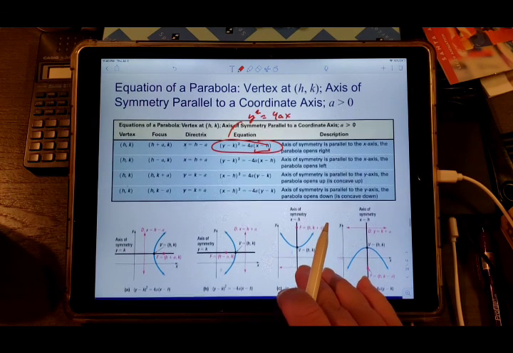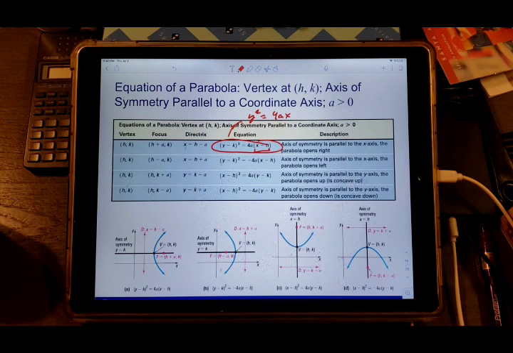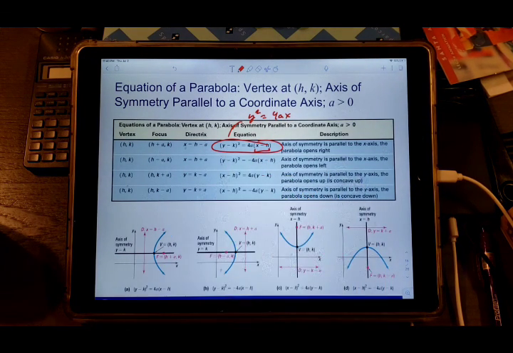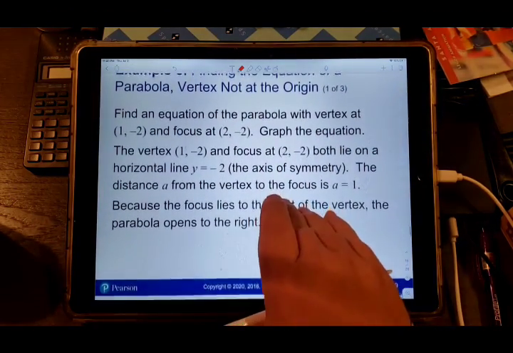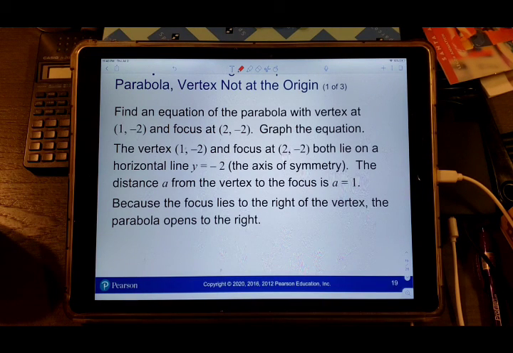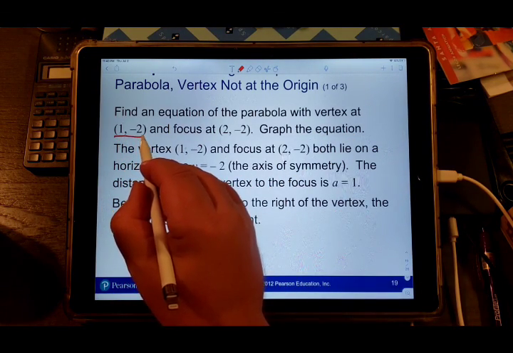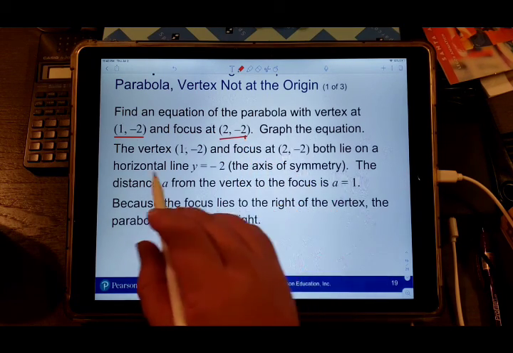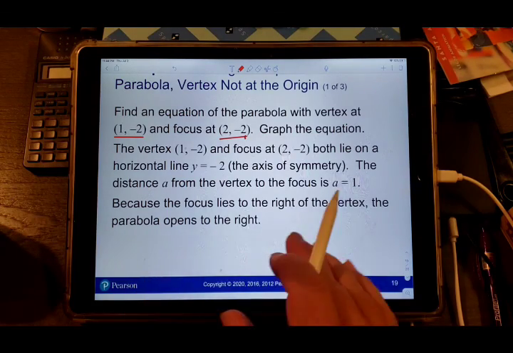So I kept on saying earlier that the vertex was 0, 0. Well, that's because I wasn't subtracting anything from x and I wasn't subtracting anything from y. Now that's not necessarily the case. So we have something much more interesting. All this will be obvious when I draw it, but we have the vertex not at 0, 0, but at 1, negative 2. The focus is at 2, negative 2. Let's take it from there.